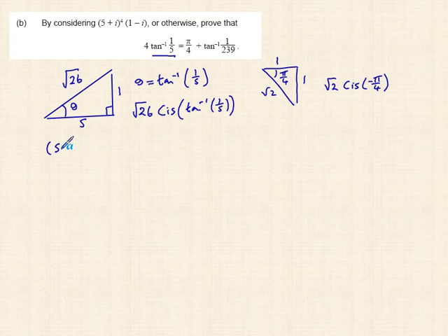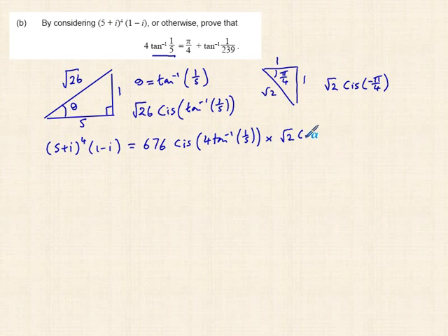So 5 plus I to the 4, 1 minus I, would be 676, which is root 26 to the power 4, cis 4 times the inverse tangent of 1/5, multiplied by root 2 cis negative pi by 4, which gives us 676 root 2 cis 4 times the inverse tan of 1/5, take away pi by 4.